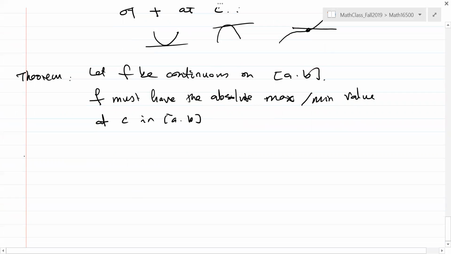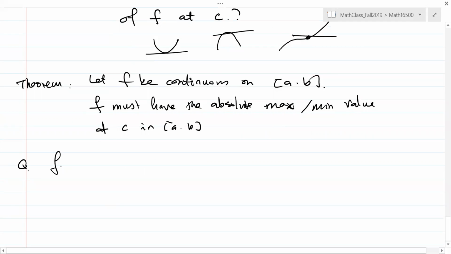So here's a question. You have a function defined on the interval from 0 to 4. Let's find the absolute maximum value and absolute minimum value.